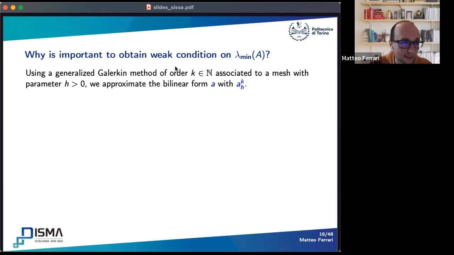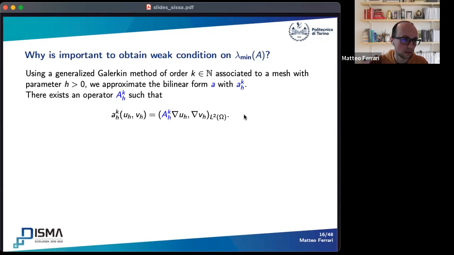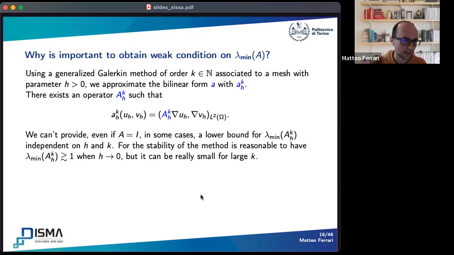For example, in my mind, I have the virtual element method that I will show you later. Then if we approximate this grad-grad in this way, by some representation theorems, we can do something like this. So we can say that there exists a discrete operator, A_h^k, depending now on the mesh and on the order, such that we have this representation. And where here we had the identity, now we can have a very strange discrete operator. And we can't provide, in general, a nice lower bound for the minimal eigenvalue of this discrete diffusion matrix.